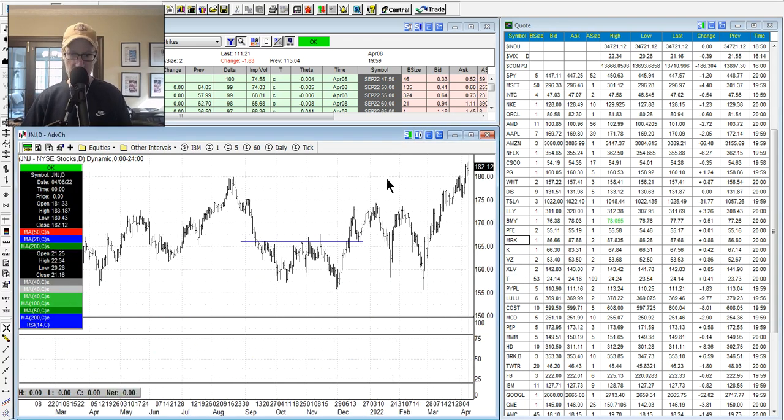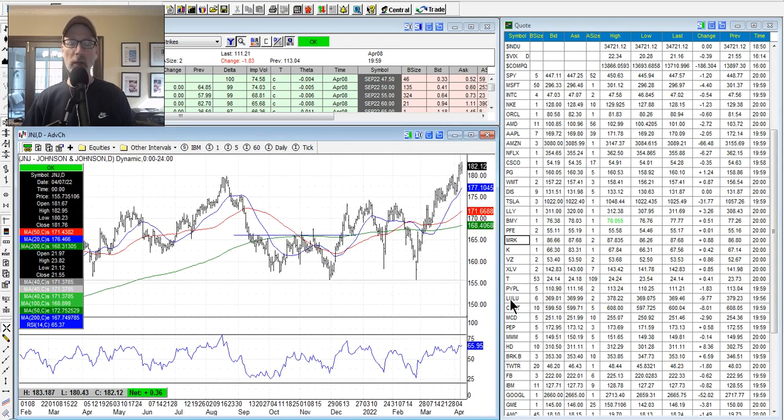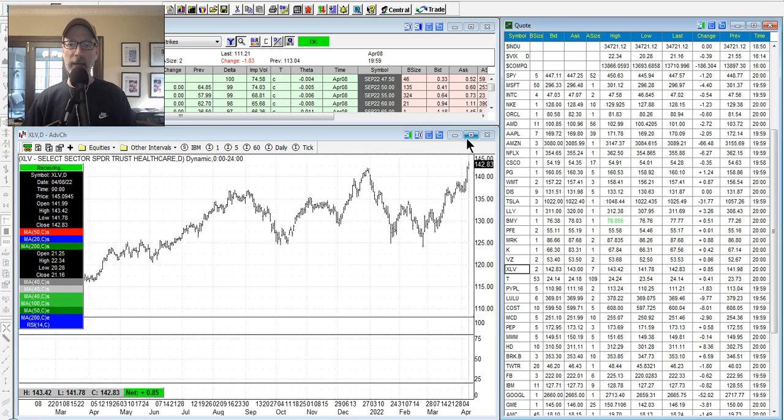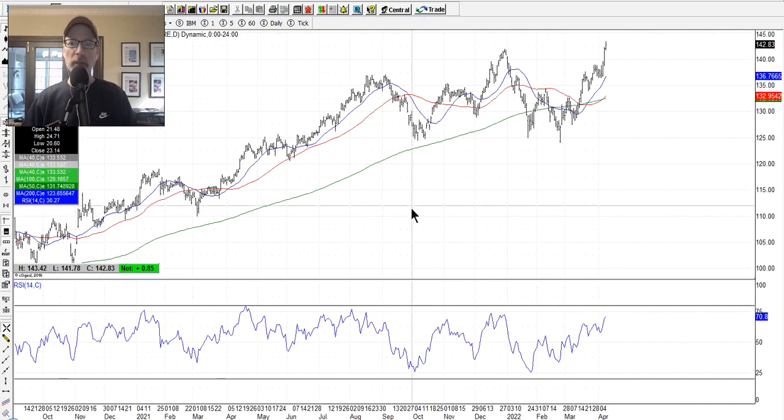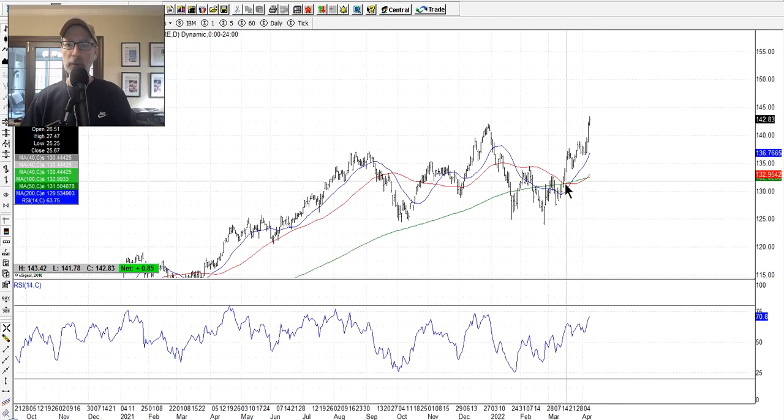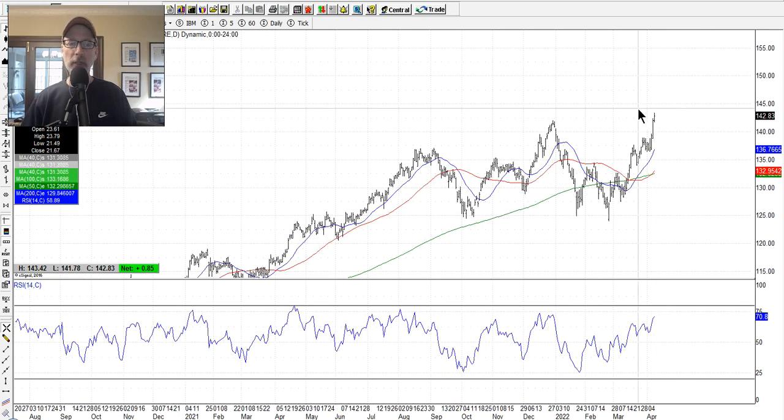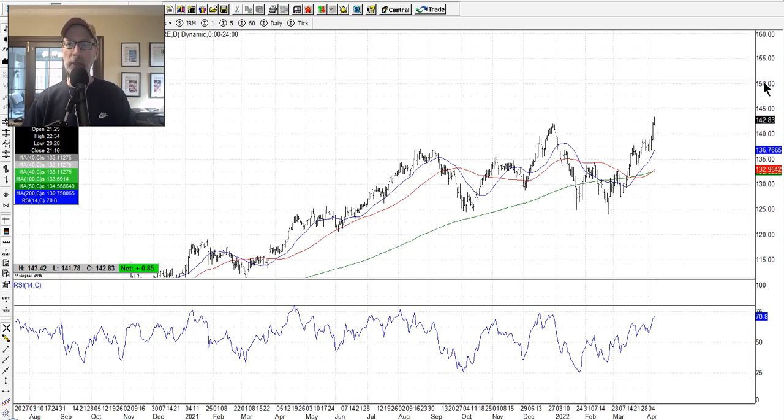Johnson & Johnson. Now, if you want to play all these stocks in one shot, you have the XLV. Here's the fund, the healthcare fund that holds all the healthcare companies. And so you can just see it's been powering higher. We played this a few times before, when it bounces off the moving averages. So the XLV, if you like healthcare, this is how you can get them all in one shot.